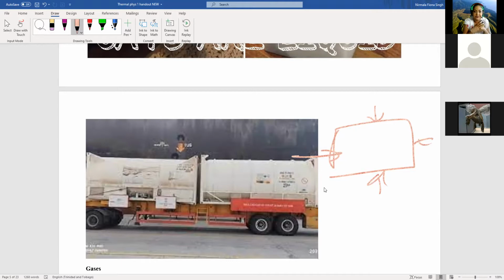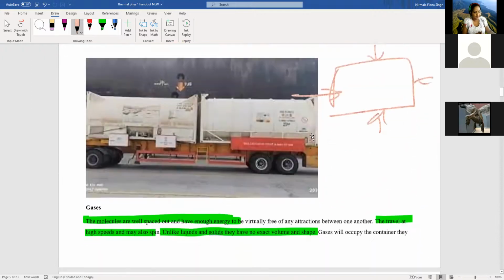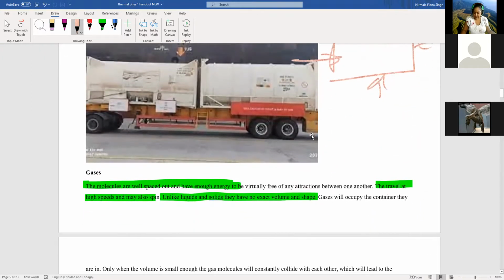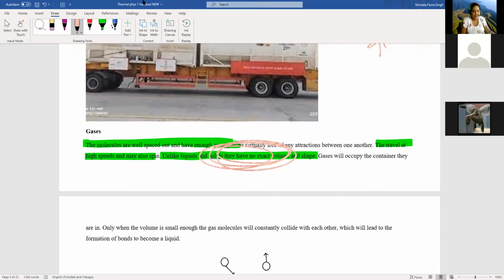All these gases, you can compress them down to a liquid, right? And what that ends up telling us, because we can squeeze a gas and change its volume, is why they say that gases have no exact volume. What they do have is that gases will occupy the container that they are in.